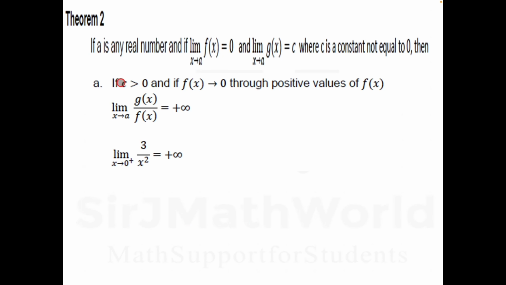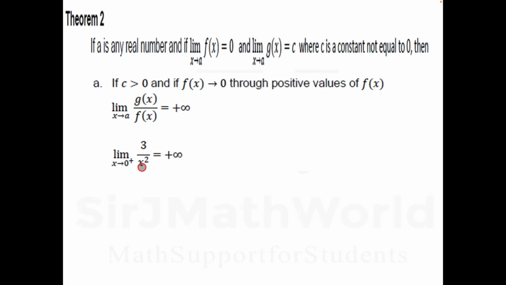The next is theorem number 2. If a is any real number and if the limit of f of x as x approaches a is equal to 0, and the limit of g of x as x approaches a is equal to c, where c is a constant not equal to 0, then letter A, if c is greater than 0, and if f of x approaches 0 through positive values of f of x, so therefore, magkakaroon tayo dito ng the limit as x approaches a of g of x over f of x is equal to positive infinity.